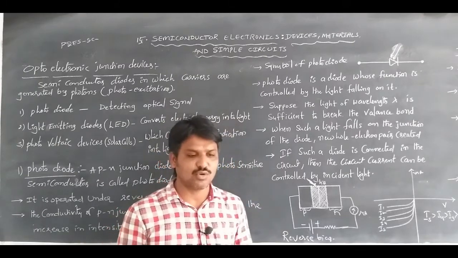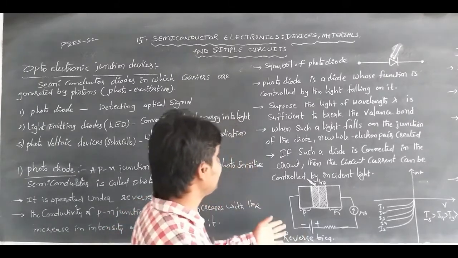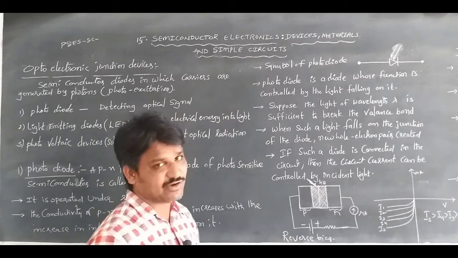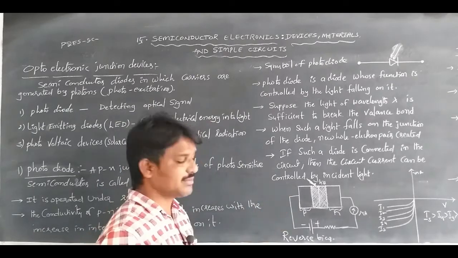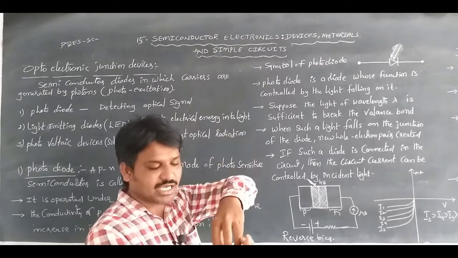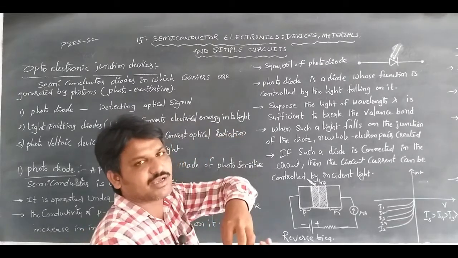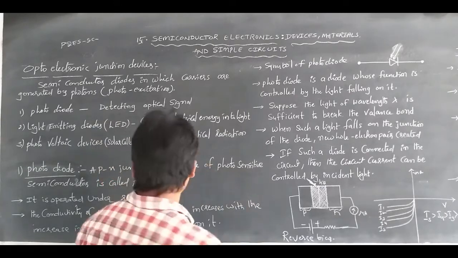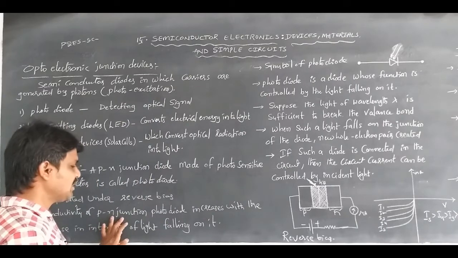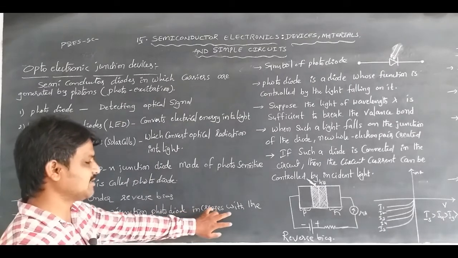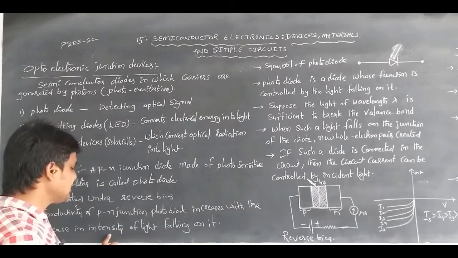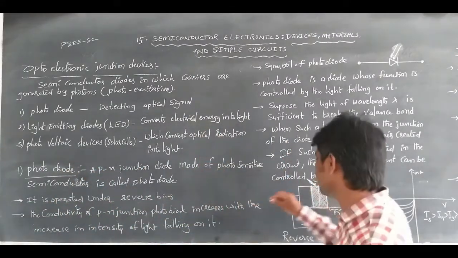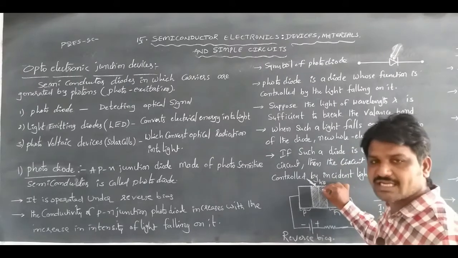So the photodiode is a diode whose function is controlled by the light falling on it. If more intensity of light is falling on it, then more conductivity will be there in the p-n junction diode. So we can say that the conductivity of a p-n junction photodiode increases with the increase in intensity of light falling on it.